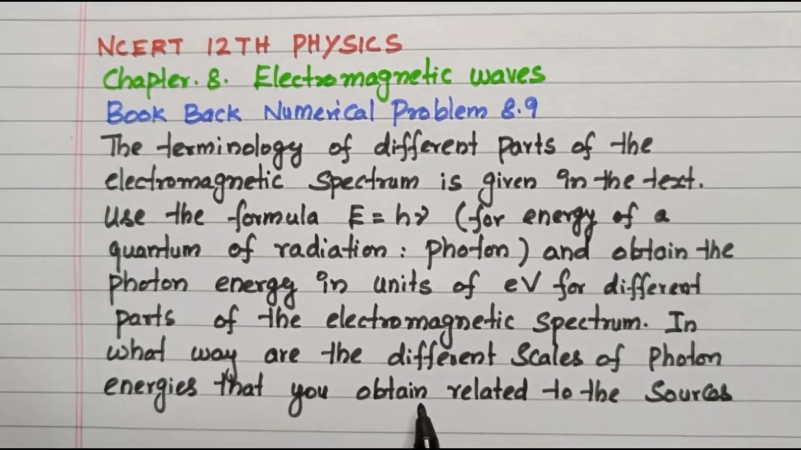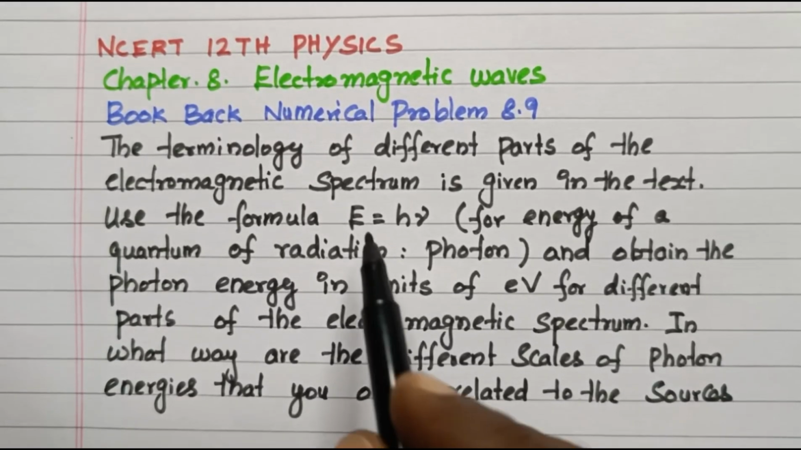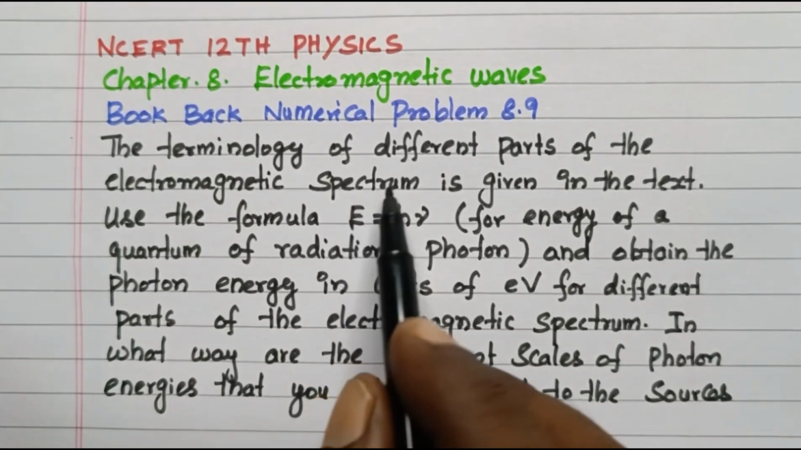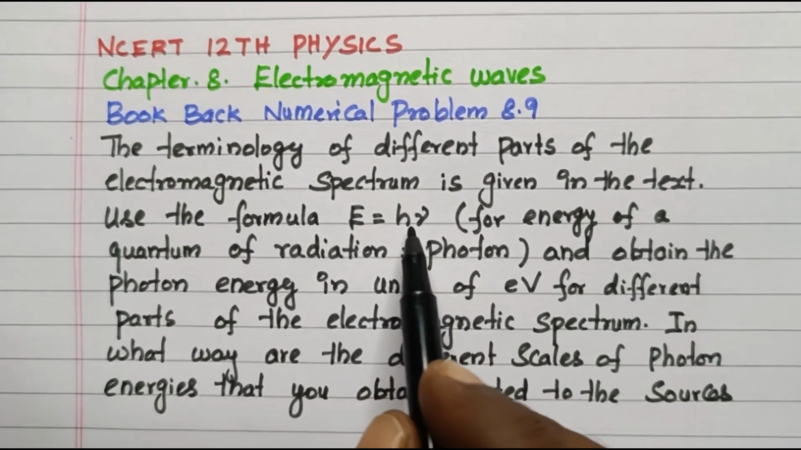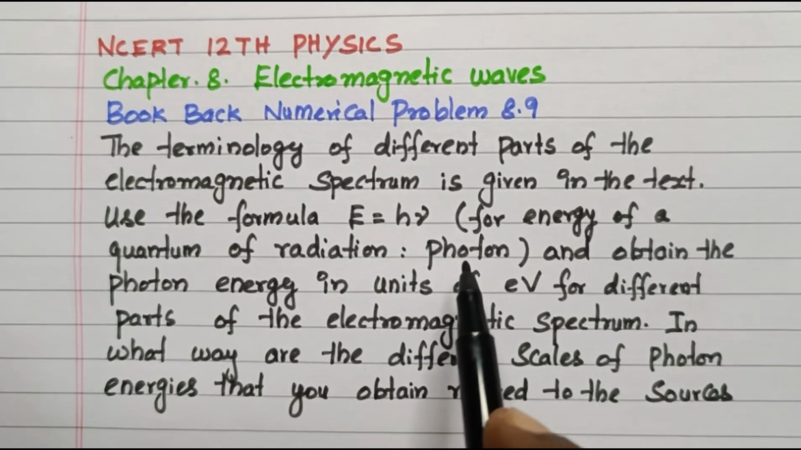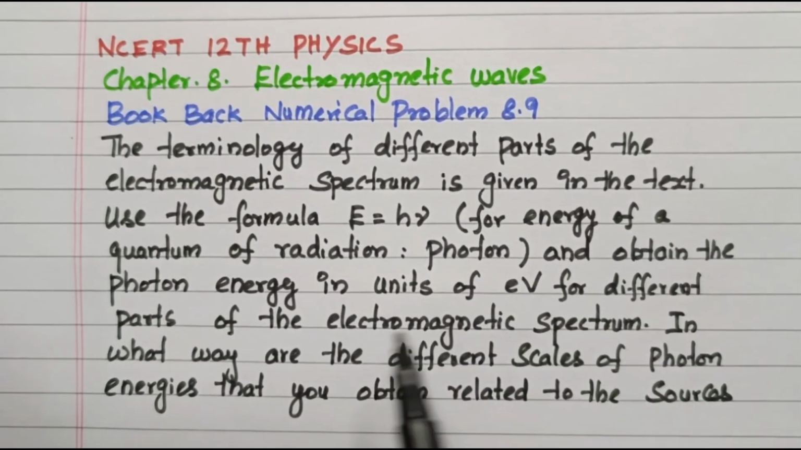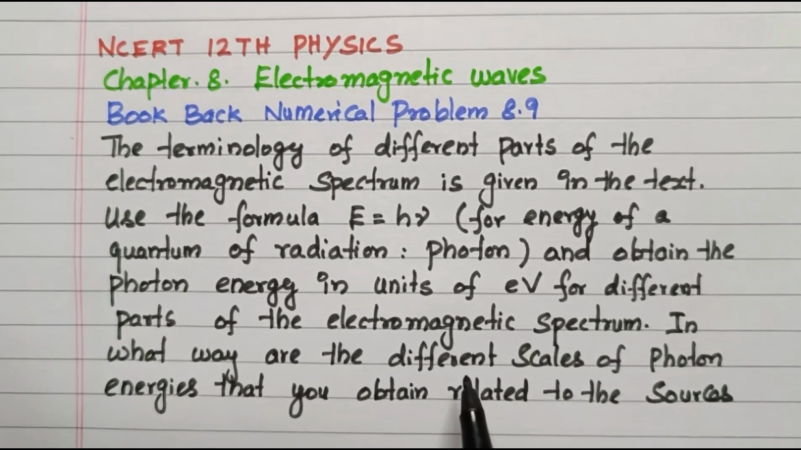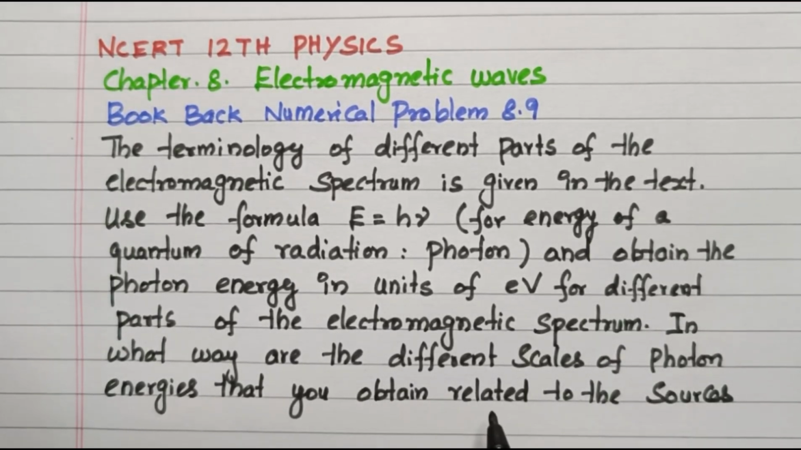This is the given question. In this question, we are asked to use the formula E is equal to h nu. By using this formula, we have to find the energy of photon corresponding to different wavelengths of the electromagnetic spectrum. Next, we have to answer the question how the different photon energies can be related to the sources. Let us see how to answer this question.